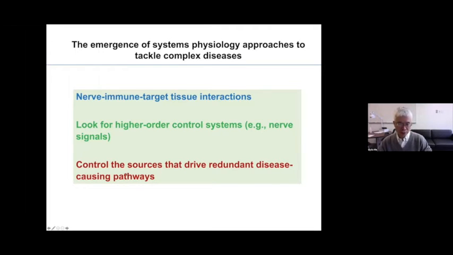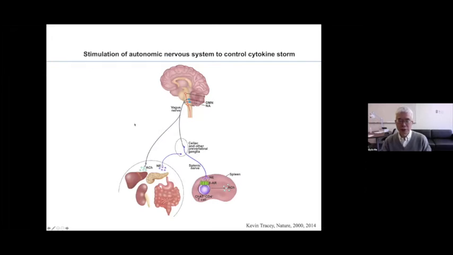So this way is also not just dealing with the symptom, for example individual cytokines, but also dealing with the sources driving those redundant disease-causing pathways. So this is, I think, a rapidly emerging systems physiology approach. I'll give you an example, in terms of cytokine storm control.